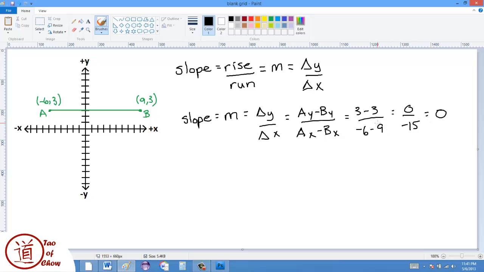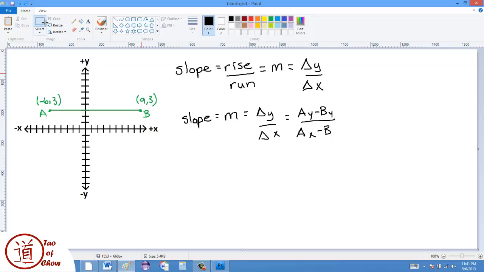And this is the same for all slopes of horizontal lines. You'll always find that their slope is 0. And it makes sense. Basically, there's no slope, so this never rises. Alright, so that should be pretty straightforward.